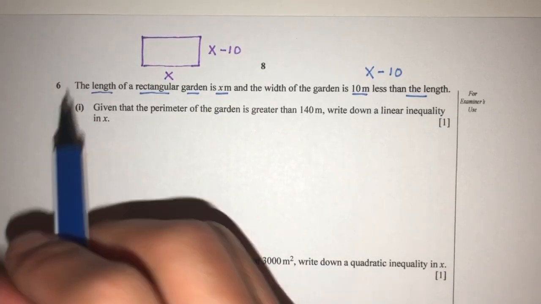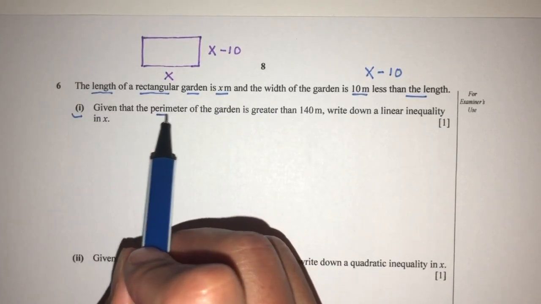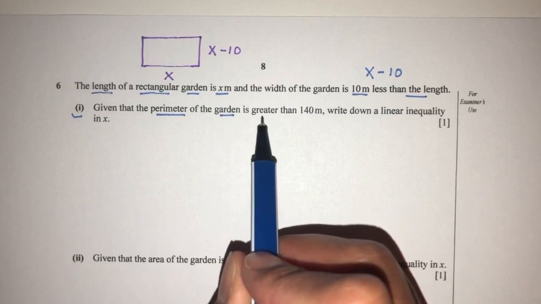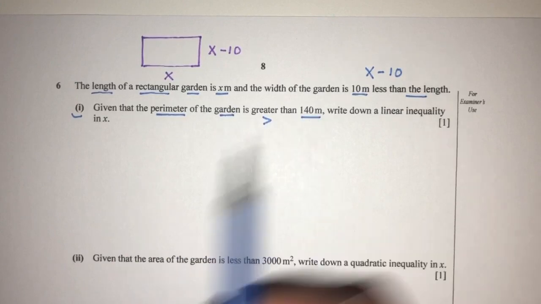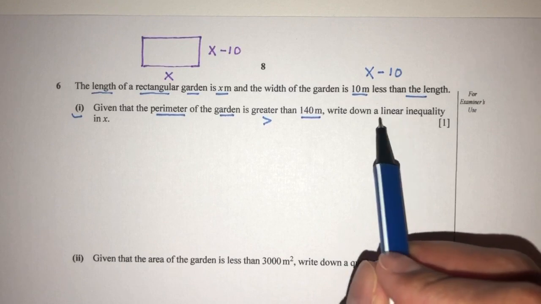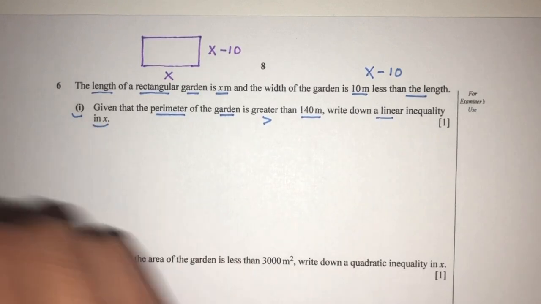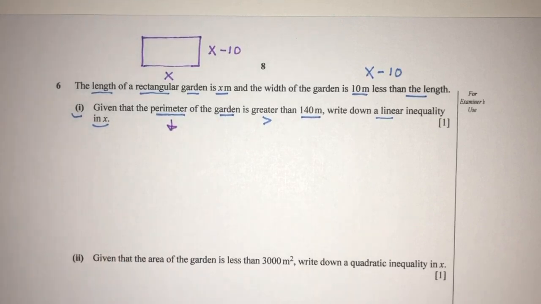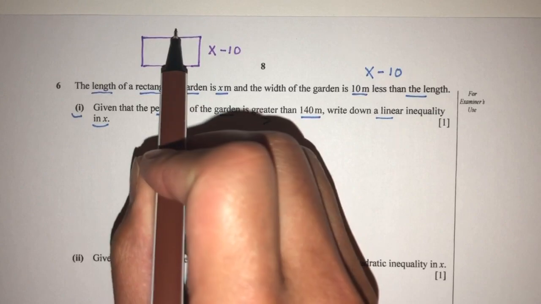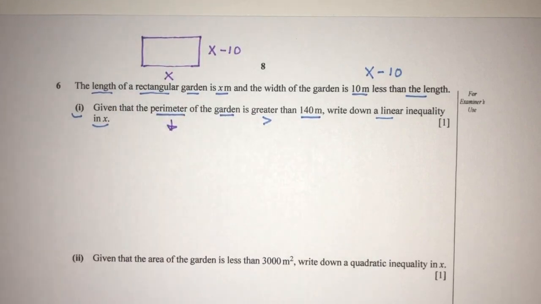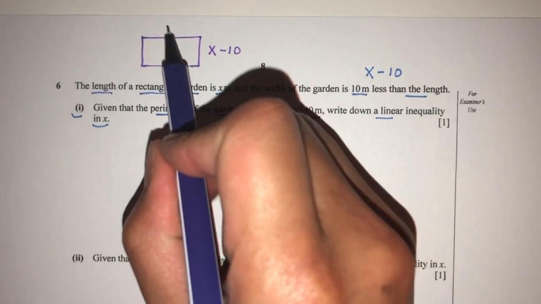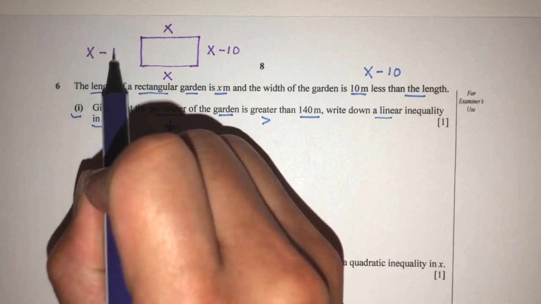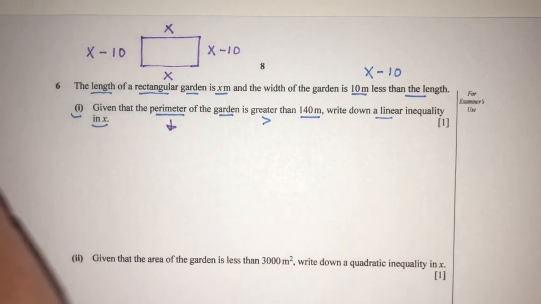Next one, part 1. Given that the perimeter of the garden is more than 140 meters, write down a linear inequality in x. So first things first, how do you find the perimeter? It is the distance around the rectangle. Pretty easy. That will be x plus this plus this plus this. So we know that this will also be x minus 10. So we have to add all the distance around to find the perimeter.